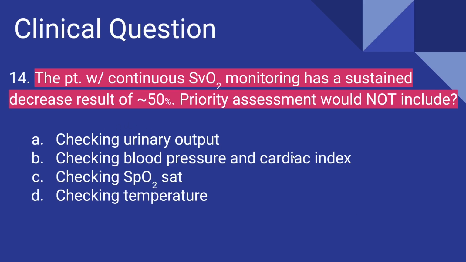Now, I'll just mention that when we're talking about SVO2 being below 70, it needs to be sustained, right? Just like with any other value, if you see it change suddenly, you can't always trust that. You want to see sustained drops or sustained increases. So go ahead and pick one of these here.